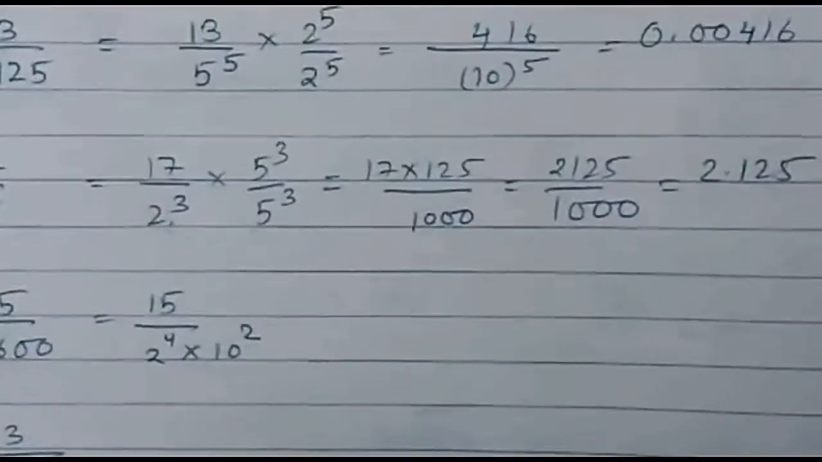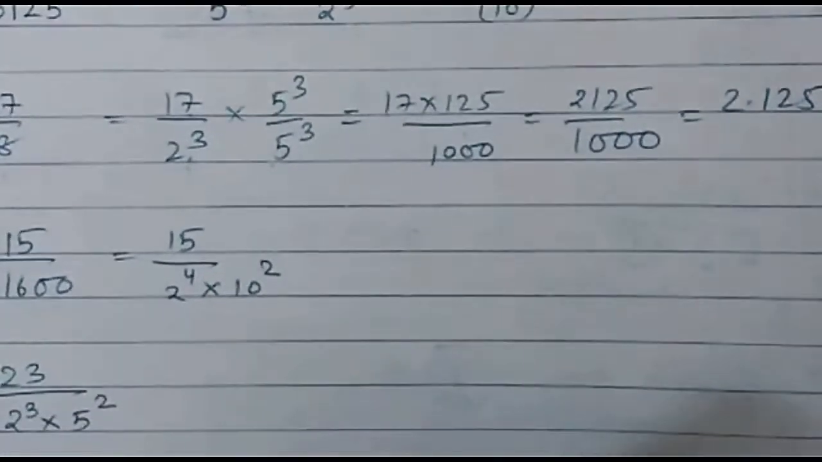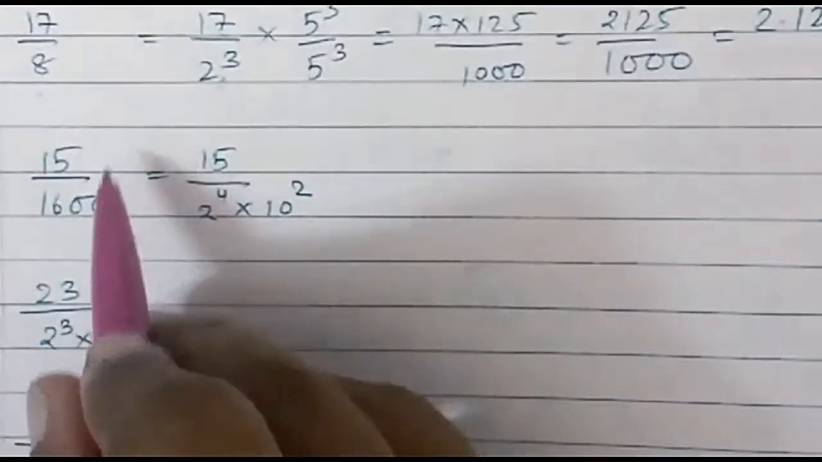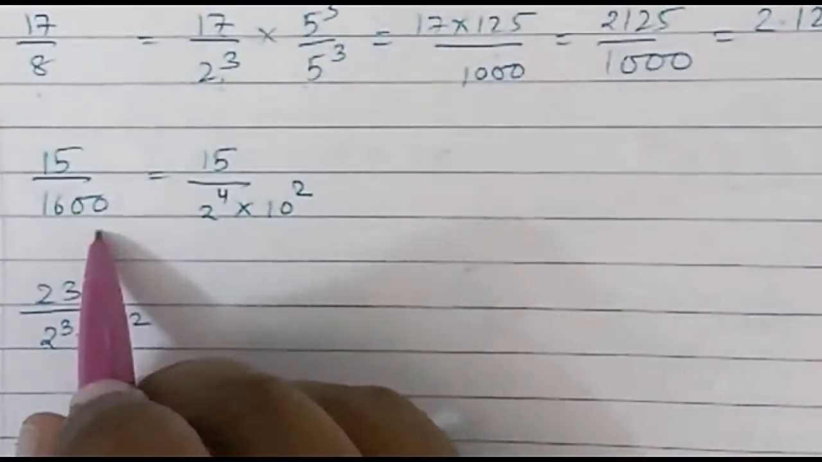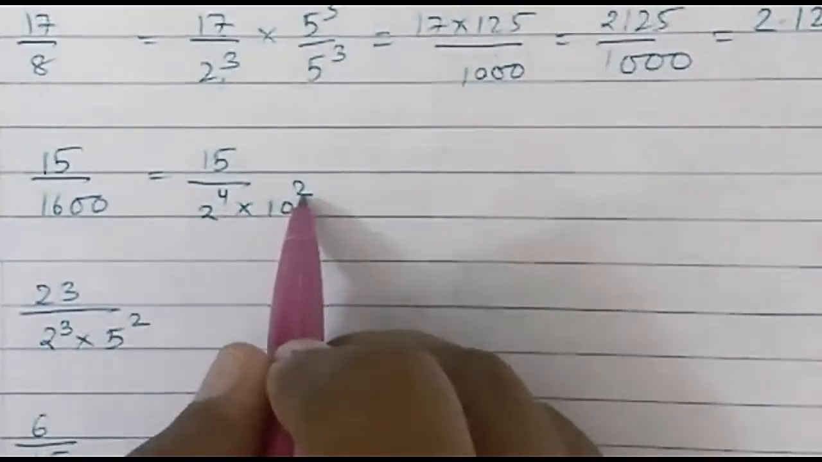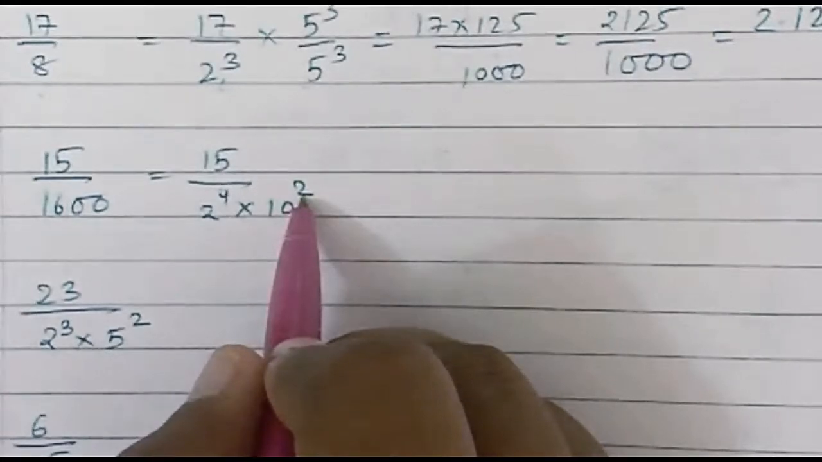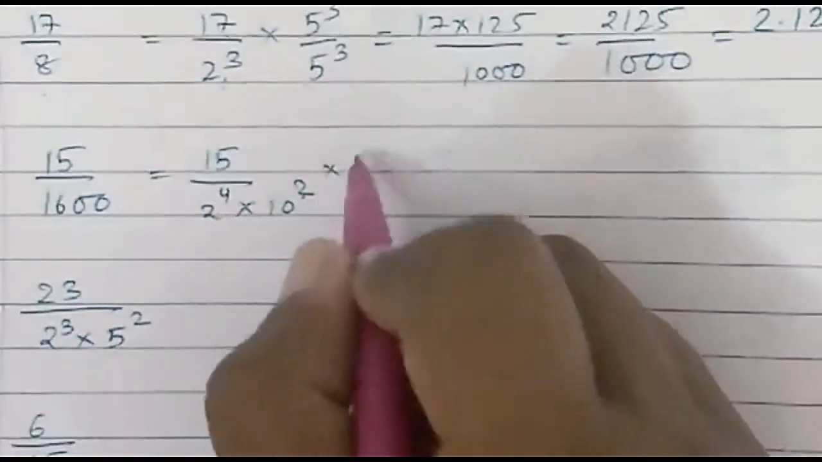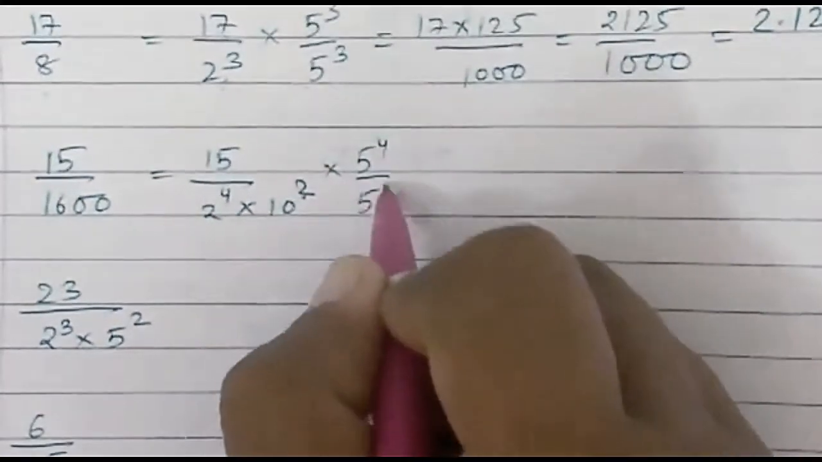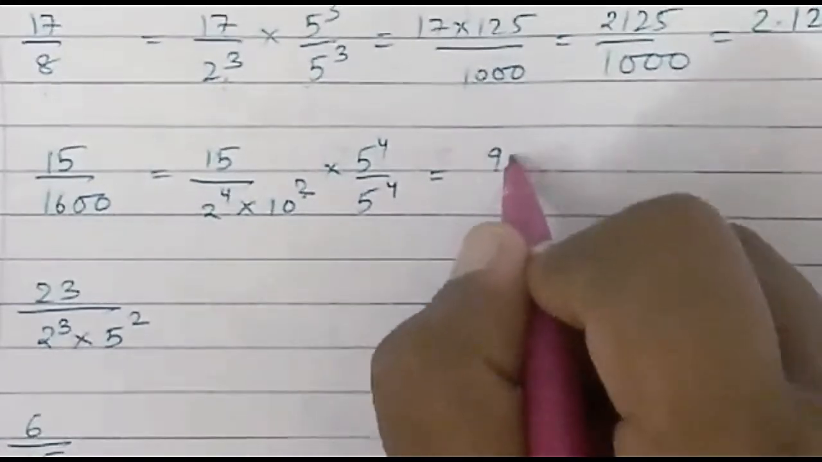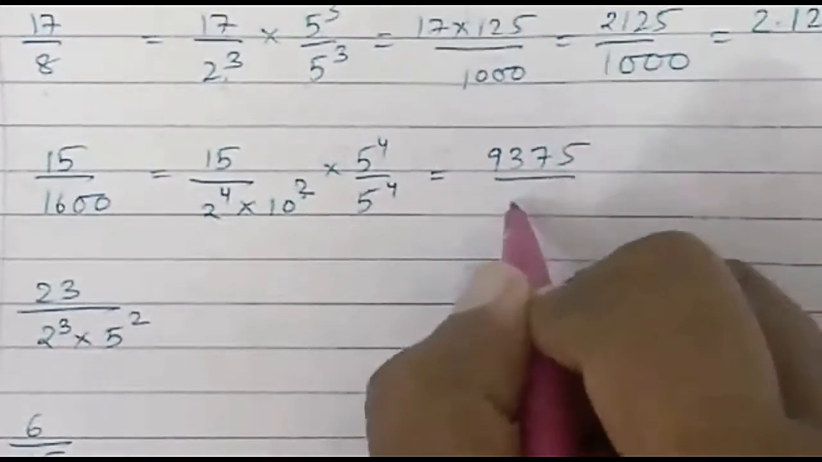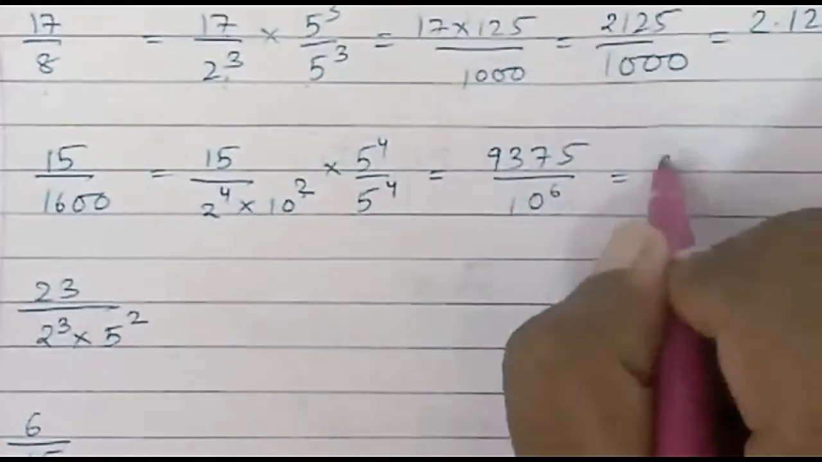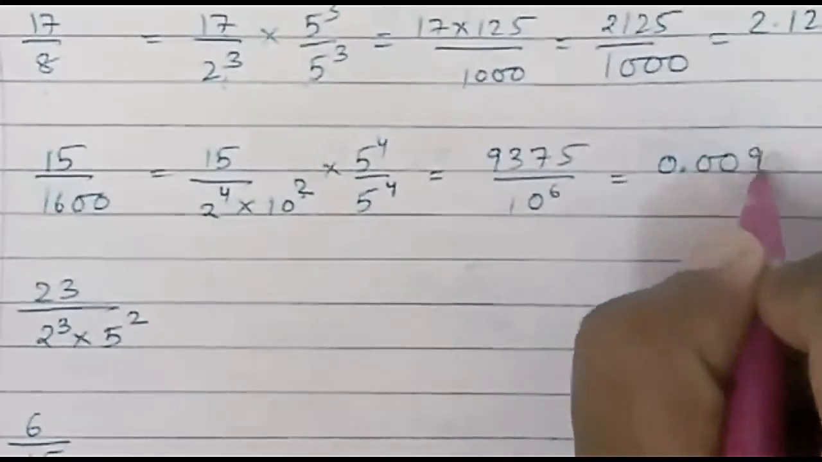So here also we got the decimal expansion. Same way 15 upon 1600. Now 1600 is 2 raised to 4 into 10 raised to 2, and 10 raised to 2 is 100. So again you multiply by 5 raised to 4 upon 5 raised to 4. So you will get 9375 upon 10 raised to 6, and so the answer is 0.09375.